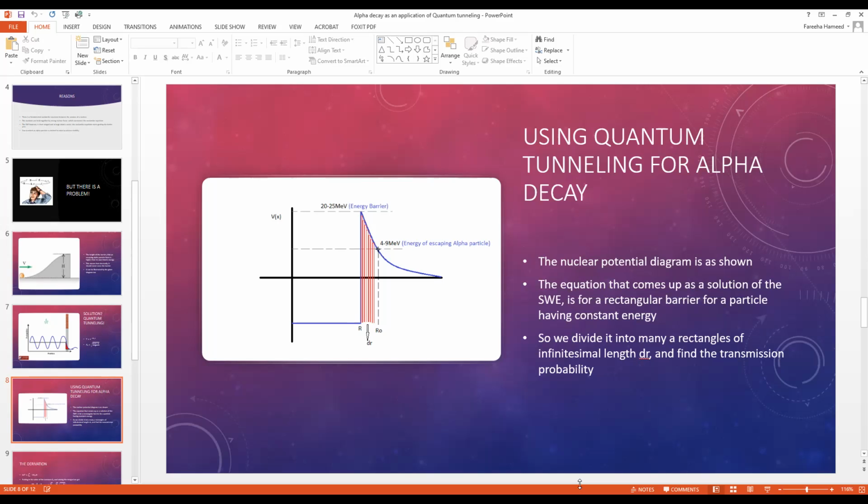So this is analogous to what I told you earlier in the previous slide. But the nuclear potential diagram is really different from the one we saw earlier. The nuclear potential diagram that defined our transmission probability was kind of like this, where the height of the barrier was U, the length of the barrier was L, and the energy of the particle trying to escape the barrier is E.